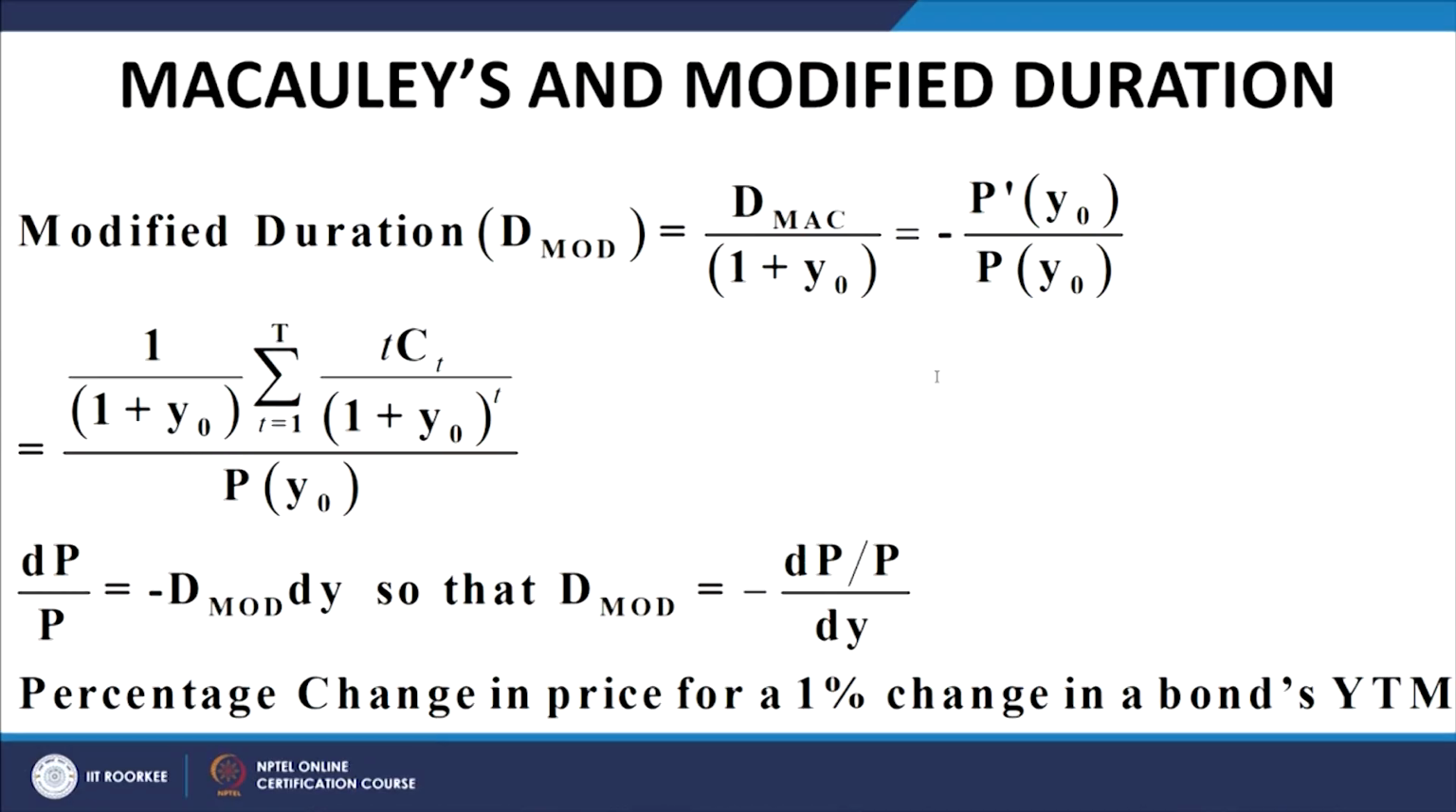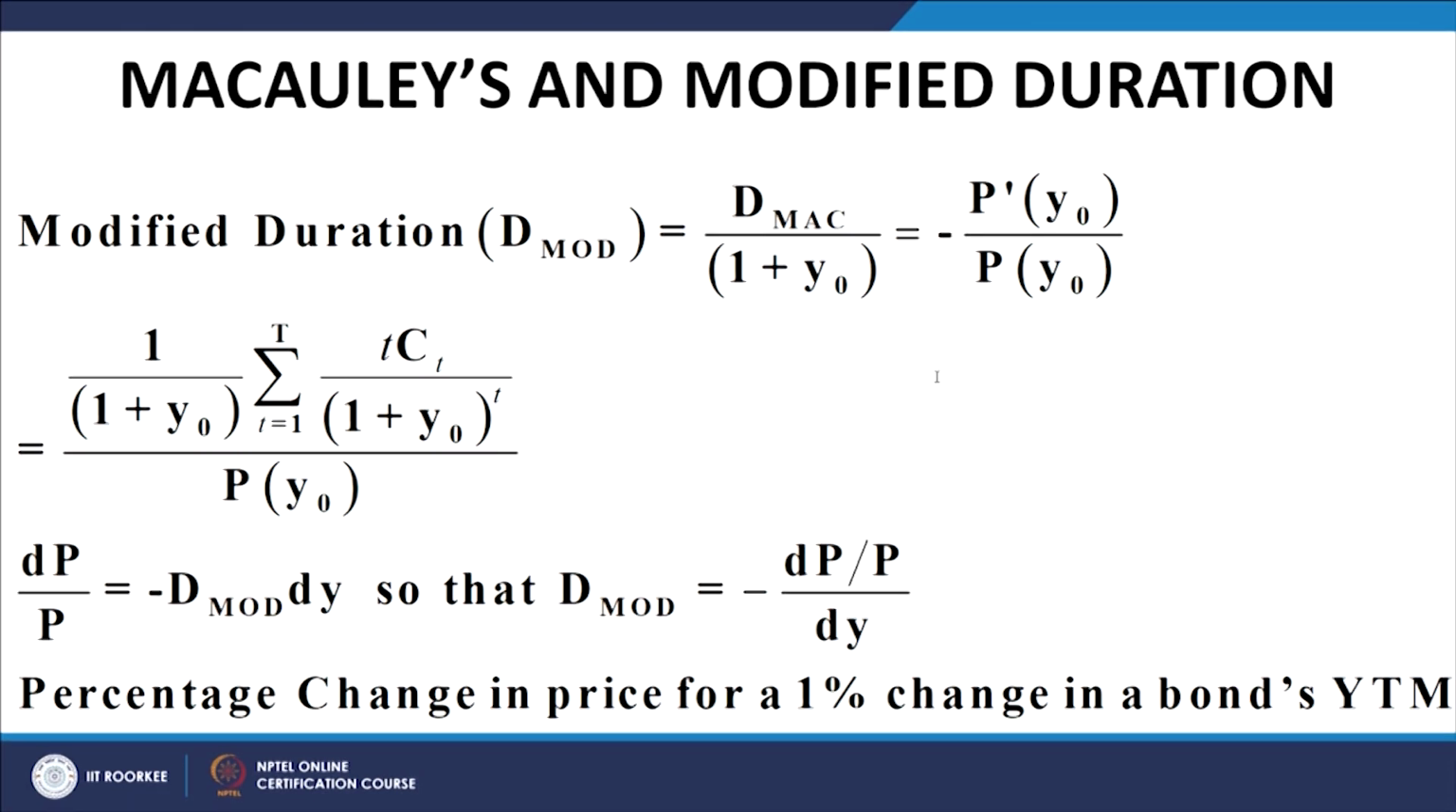Then I introduced the concept of modified duration, which is in some sense a rescaling of the Macaulay's duration, a normalization by the factor of 1 plus y 0. In other words, D mod is equal to D mac divided by 1 plus y 0, where y 0 is the YTM at which the current market price of the bond is assumed when the calculations are being performed.